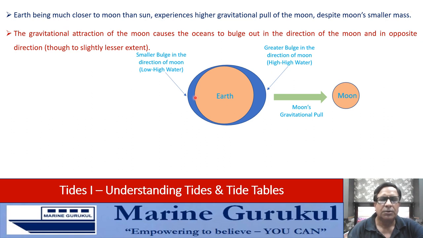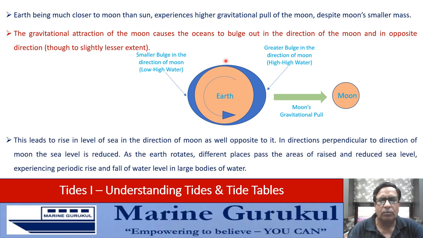We also know that Earth rotates from west to east. So as the Earth rotates, different points on the surface of the Earth shall be passing these areas of high water, and also these areas in the perpendicular direction, the areas of low water. And accordingly, these places shall experience the change in the level of the water bodies. And this is going to be periodic.